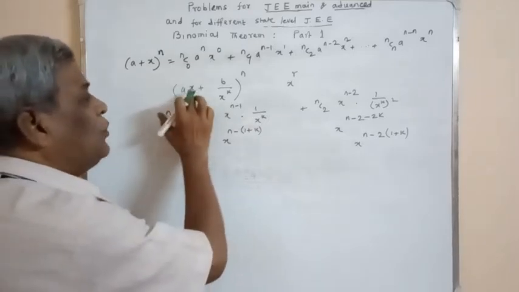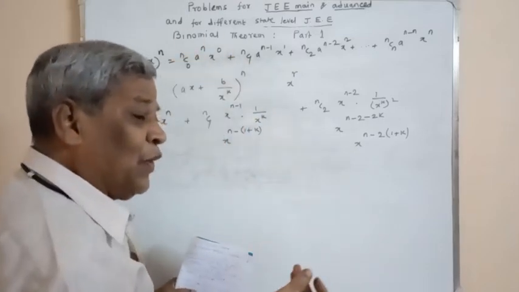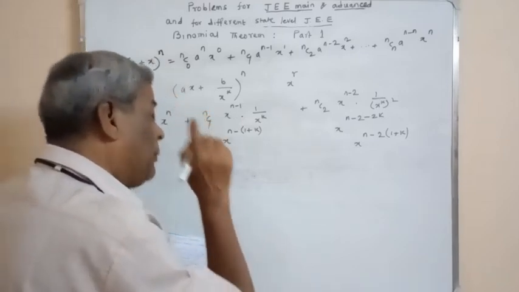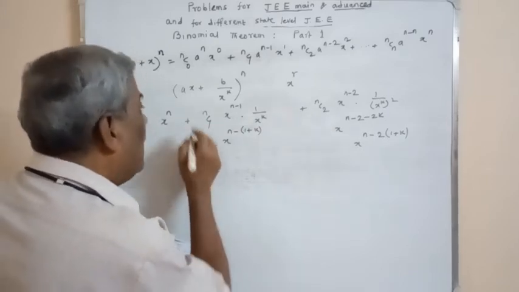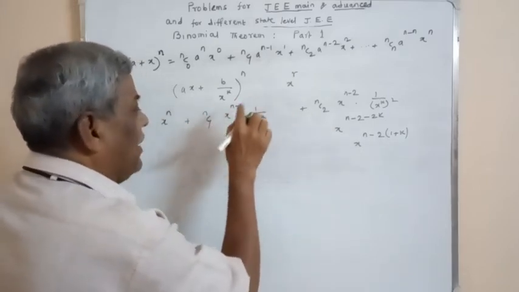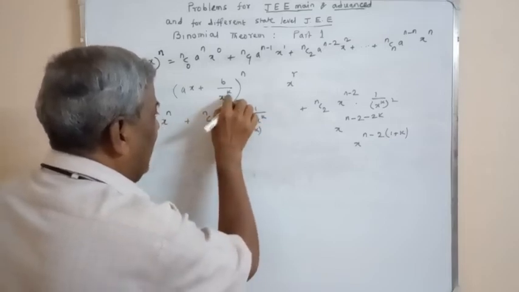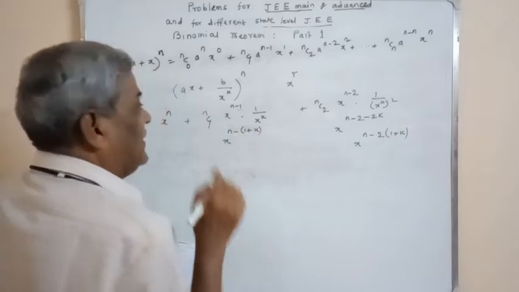That is, the first term will contain x to the power n, and for all other subsequent terms, the power of x will be less by 1 and k, that is n minus 1 plus k.